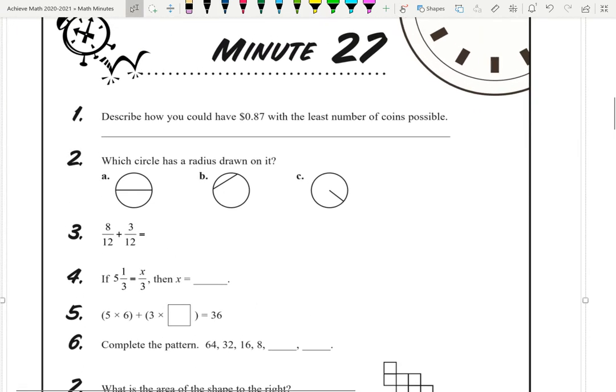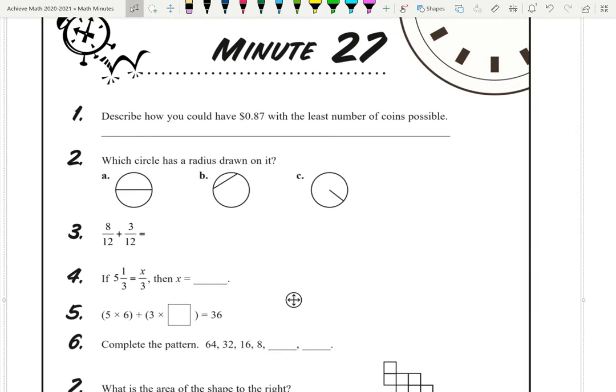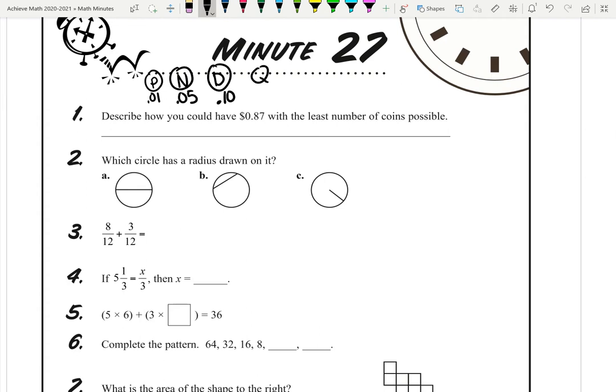So, number one, we have to describe how you could have 87 cents with the least number of coins possible. Basically, the coins I'm going to be dealing with are a penny, which is 0.01, a nickel, which is 0.05, a dime, which is 0.10 or 0.1, and a quarter, which is 0.25.